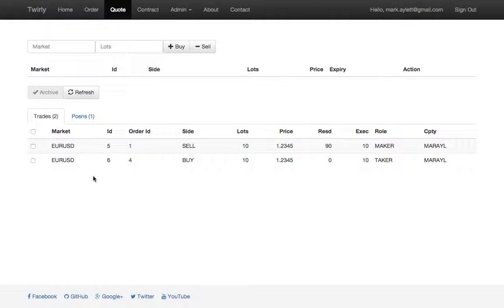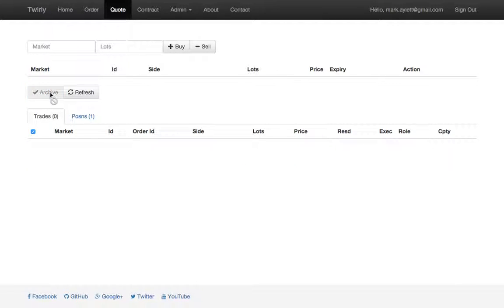Once trades are here, it's obviously telling you what's happened, a trade notification. You might get trade notifications in your email as well. You don't want this noise on the screen all the time. Once you're happy, just archive them away and you're done.